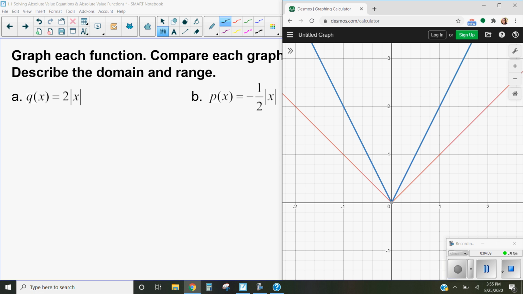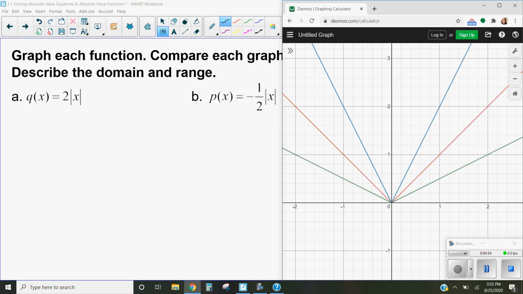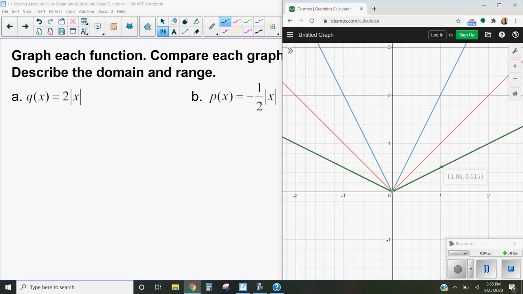Now let's see what happens if we put in that other function. So let's look at p of x equals, let's start with 1/2 times the absolute value of x. What does that do? Notice that function there is our green function. And you can see that at the value 1, along that function, we are actually only sitting right at half. So it's actually made the function wider.